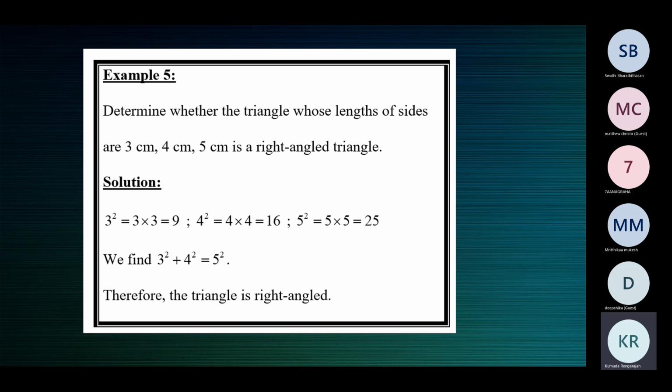It's enough if you check one of the two. You don't have to check both. If one works, the other also will work.